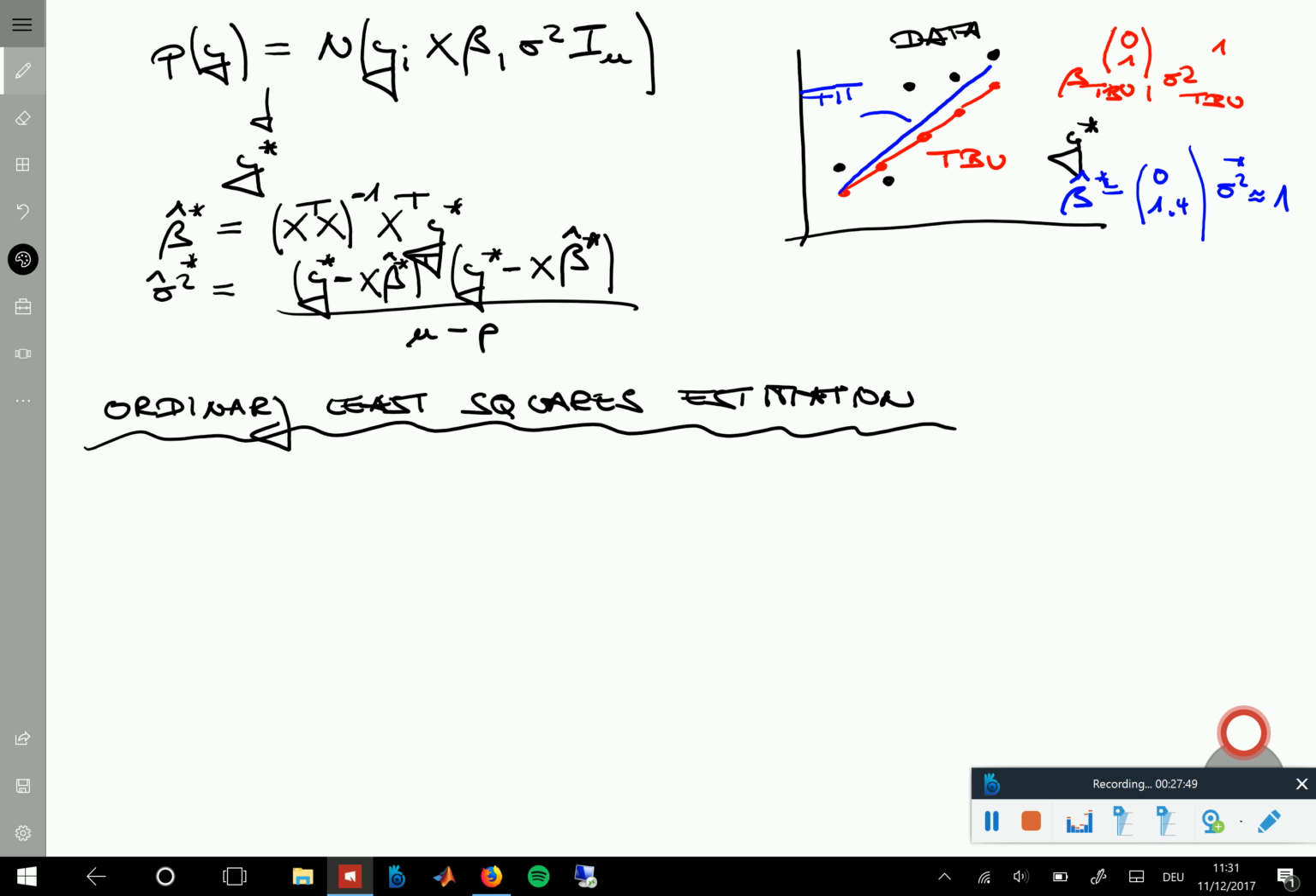So the way, because it's also in the script, the ordinary least squares estimation looks very similar to the maximum likelihood estimation, and in fact the formula for the beta parameters are identical, but there are differences.